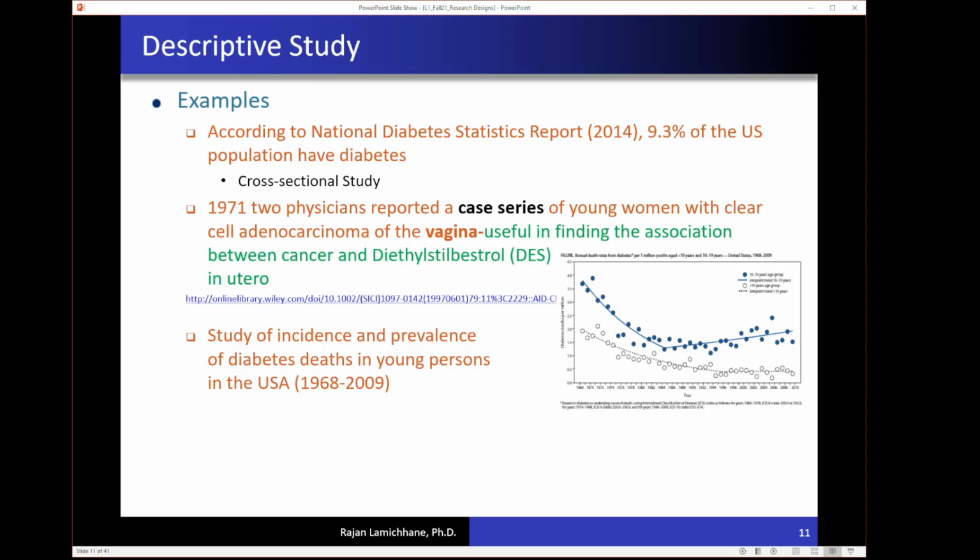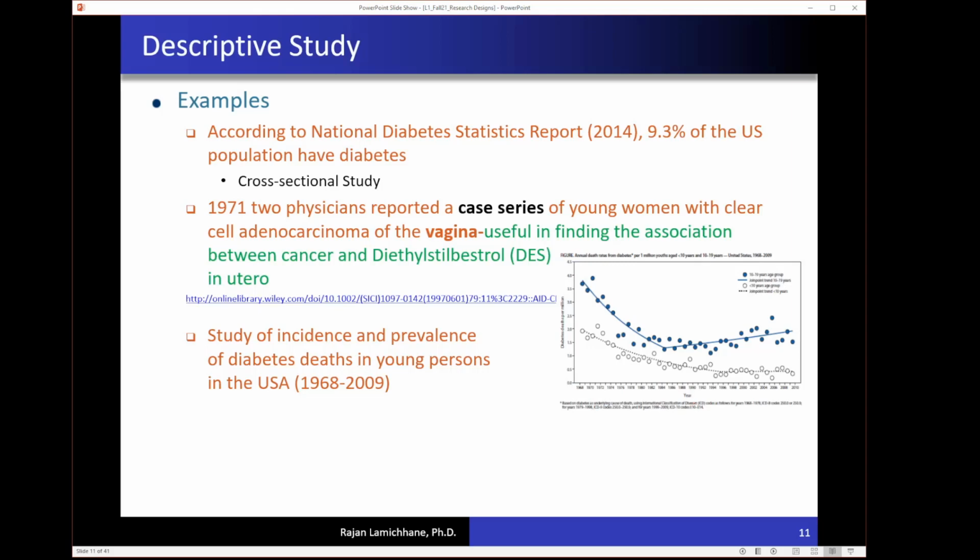And another study, which is an incidence study, is a study of incidence and prevalence of diabetes death in young persons in the US. So this example has the diabetes deaths of young persons from 1968 to 2009. So it has both new cases and old cases, and it studies the incidence as well as the prevalence.